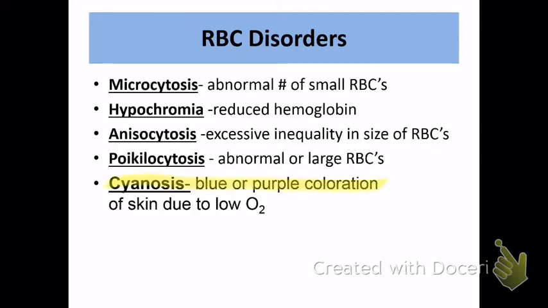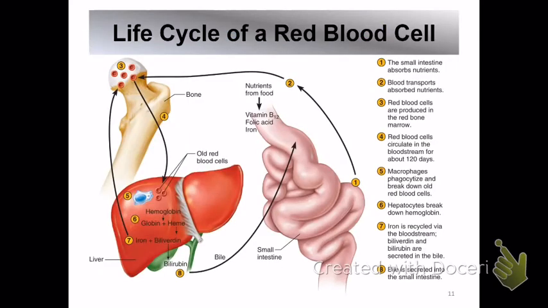And then make sure you highlight this last one. Cyanosis is a blue or purple coloration of skin due to low oxygen. So, I'm sure you've seen babies when they start to cry and they're holding their breath, their face will turn blue. So that would be cyanosis. So, blue or purple coloration.